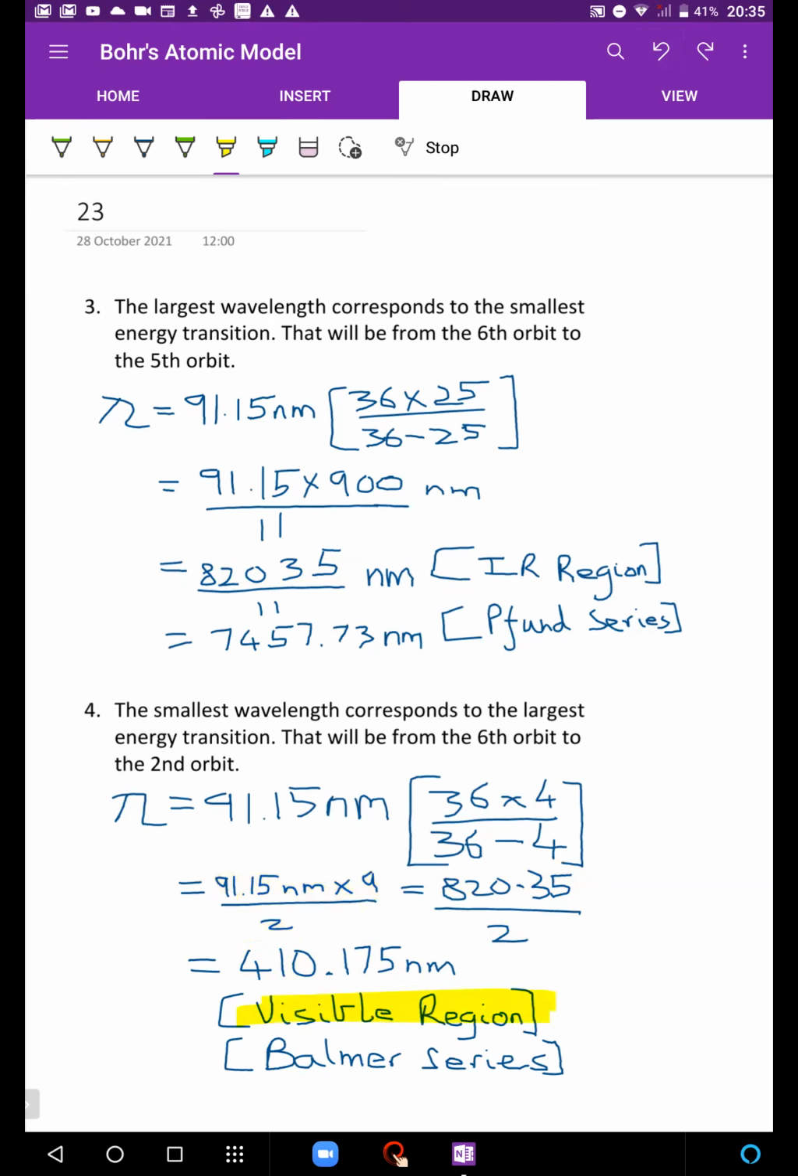This comes inside the visible region, and this ends on the second orbit, so this is part of your Balmer series. Okay, this is part of your Balmer series. Any doubts so far? In fact, this is the 4th line of your Balmer series. I had told you this also stays in the visible region. This is visible violet. Any doubts? Done?